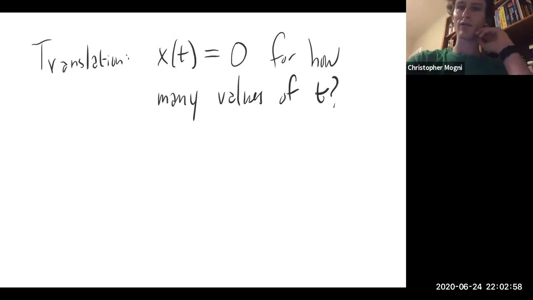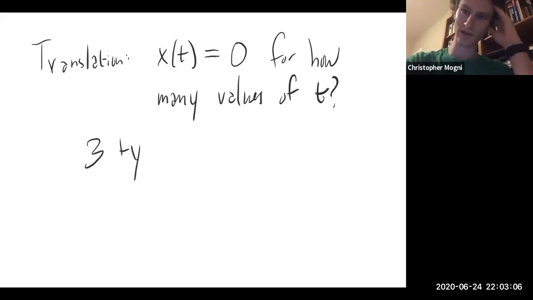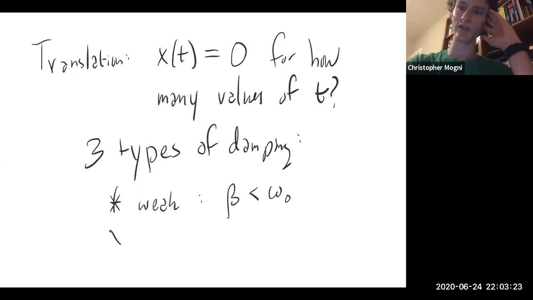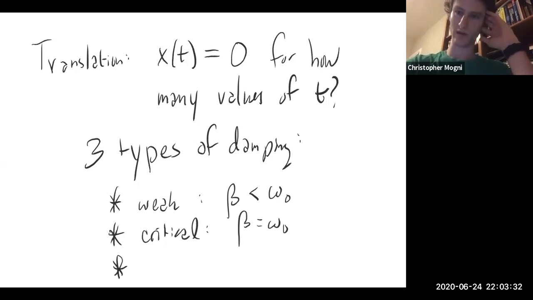Just as a review, there's 3 types of damping, and I'm not including no damping in this classification. So the 3 types of damping are weak, and as in your textbook, this is beta less than omega naught. I will define what all these things mean in a second. Critical, beta equal to omega naught. And then overdamped, this is beta greater than omega naught.